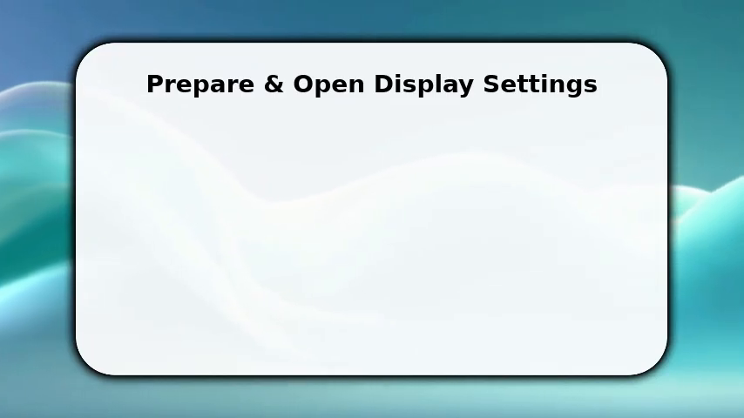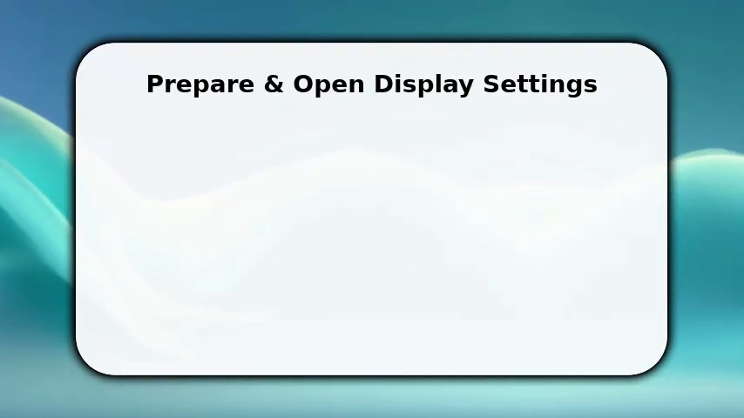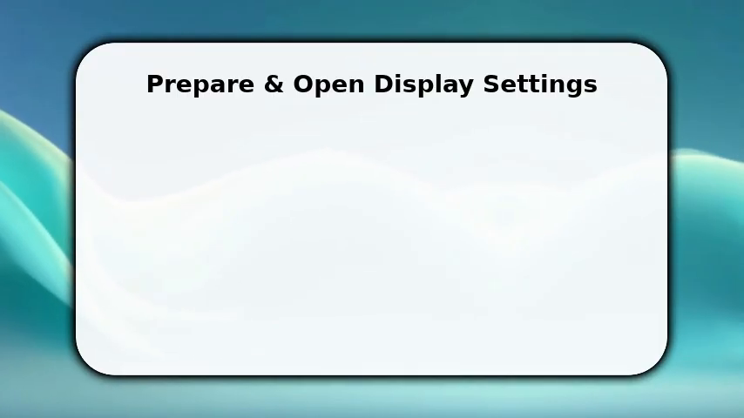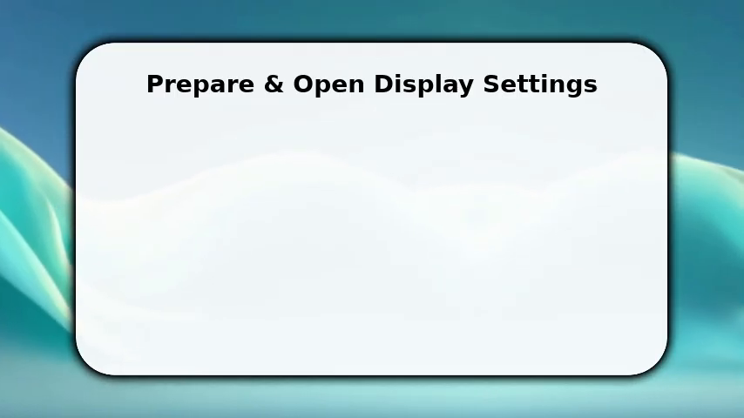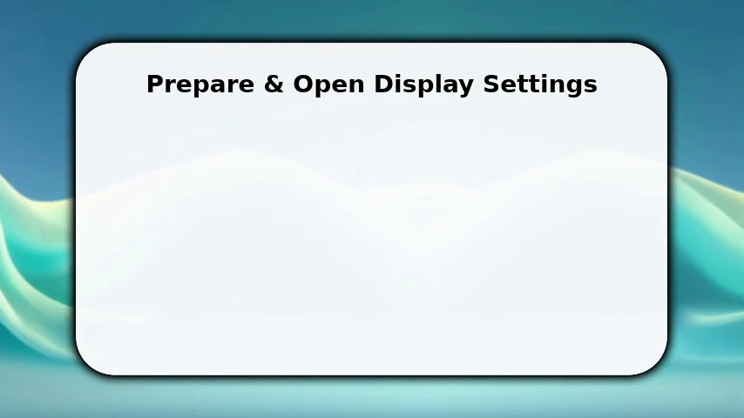Open settings from the Start menu or press Windows key plus I, then select System and Display. Once done, look for Night Light, Blue Light Filter, Eye Comfort, or Comfort View depending on your OS and manufacturer. This gets you straight to the controls without extra steps or delays.